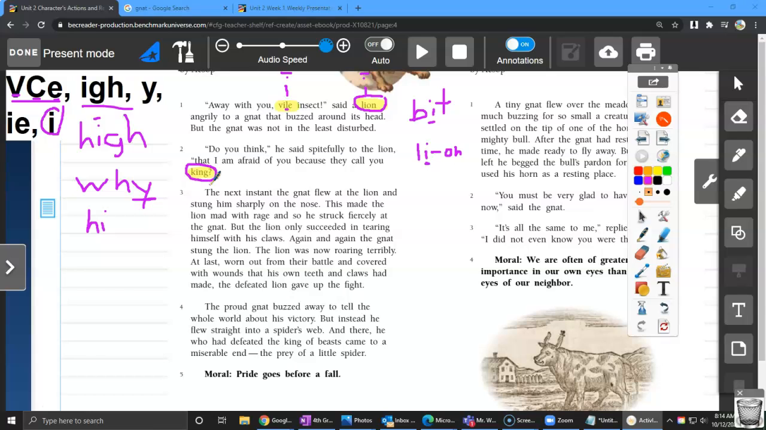So what do we notice here? It's making that short I sound. Note that the short I sound can also be found in words like it, that we see a lot. It can be found in words like in, his, and in little, little.